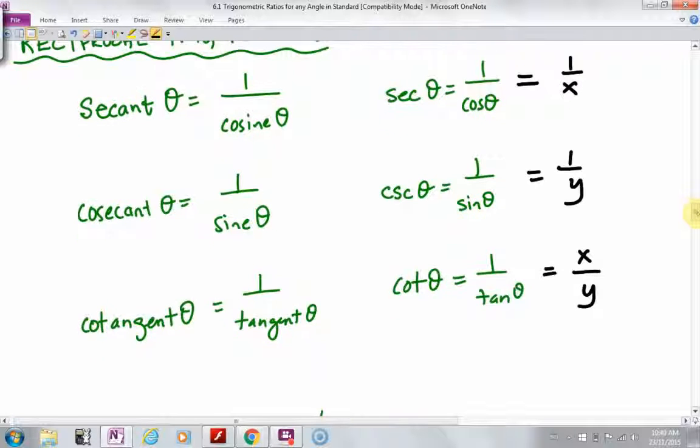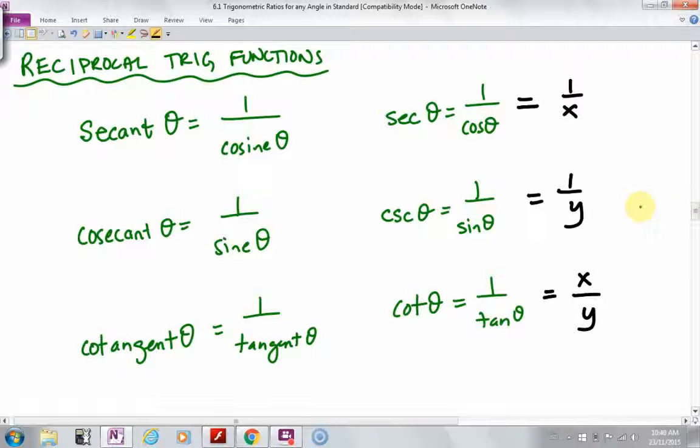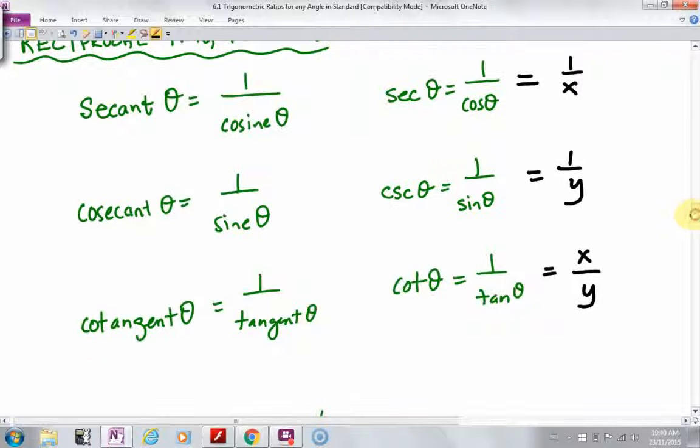Okay. So we're going to do some work with the reciprocal trig functions and angles in standard position. So you'll see the kinds of questions we're talking about in this section. So I'm going to scroll it up. Okay?